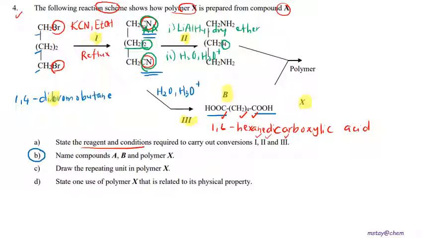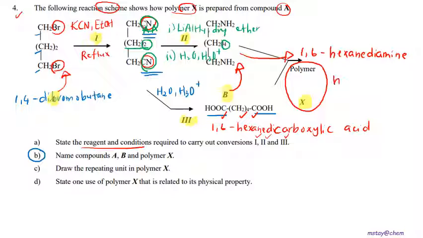Okay, sorry, I think this one here, the B basically is referring to this structure because like A, they are referring to this structure. So if B is referring to this structure, so this structure will be known as 1,6-hexane diamine. Okay, so next one is the polymer X. So this polymer X basically is nylon 66.